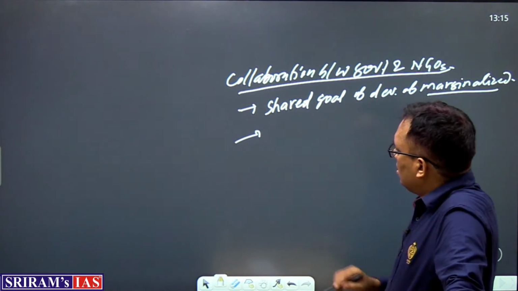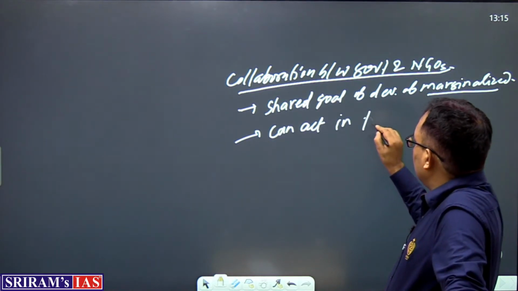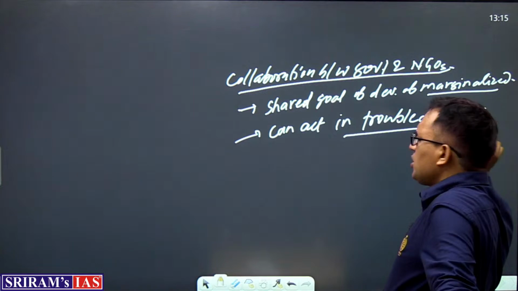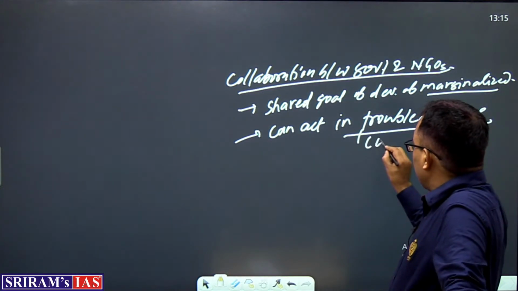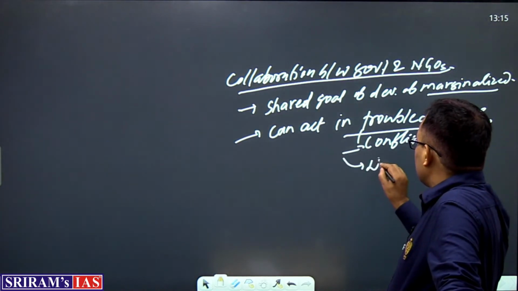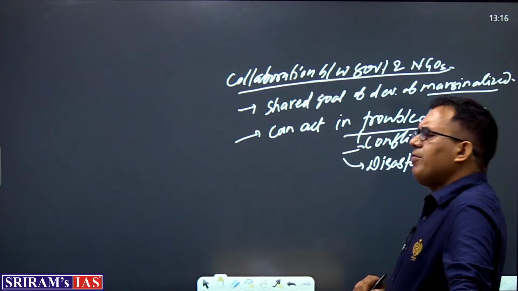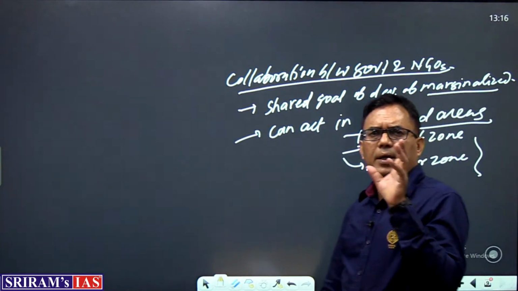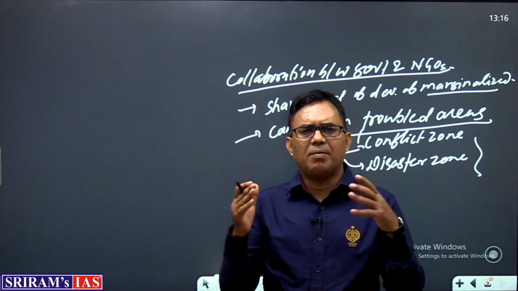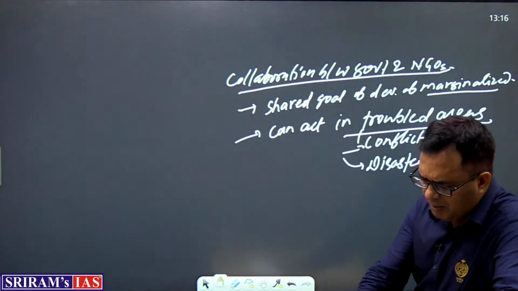Second, what they are required, that can act in troubled areas. Troubled areas means where there can be conflict zone. Sometimes there are some areas conflict zone, sometimes can be disaster zone. They play a very important role in rehabilitation of people. NGO has very important role. So, collaboration between NGO and government to extend the rehabilitation measures, that is very fundamental requirement.